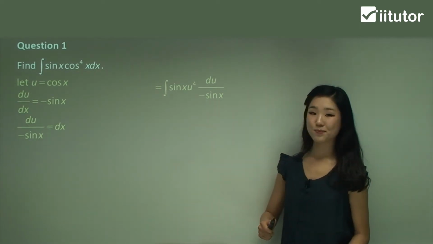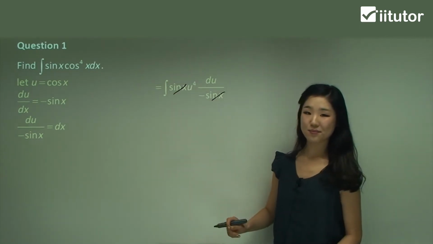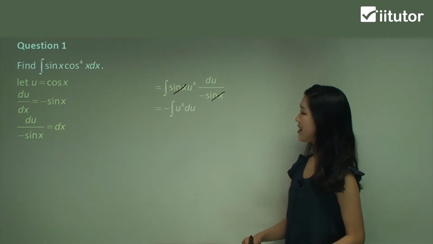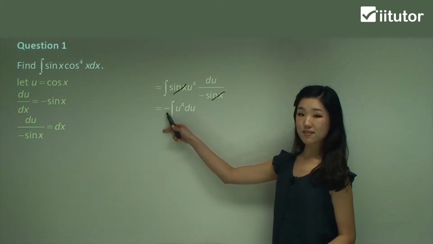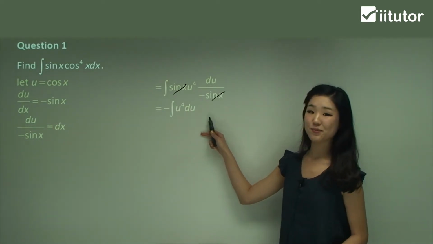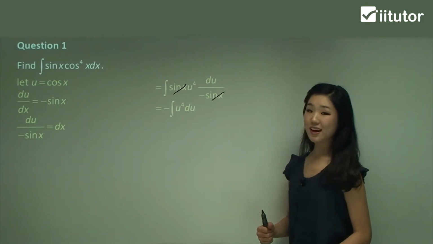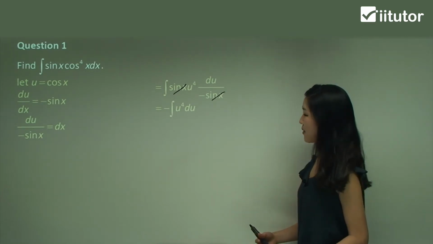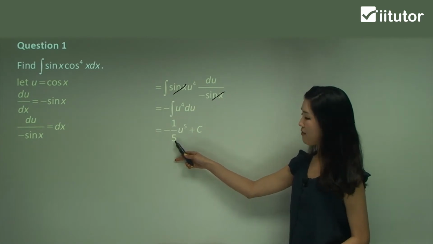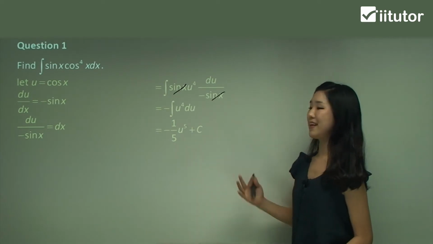Now, hope you guys can see that we can actually cancel these out, because sine x over sine x is 1. So that simplifies to negative, and the negative I'm going to move out the front. Negative integral of just u to the power of 4 du. Now can you see that everything's in terms of u? So I'm going to integrate in terms of u. This becomes negative 1 over 4 plus 1, which is 5, and then u to the power of 4 plus 1, so 5, and make sure you add plus c as well.